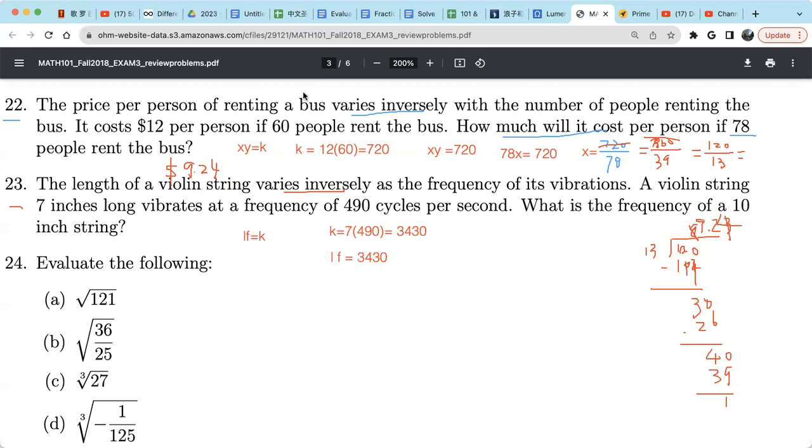Now the question is asking, what is the frequency F of a 10 inches long string? Just plug in. So 10 inches long string, which is the length 10. We're looking for F, so 10 times F equals 3430. So we divide by 10 on both sides. So F equals 343. And that's it. That's our answer for 23.